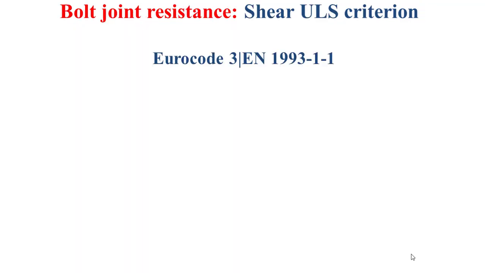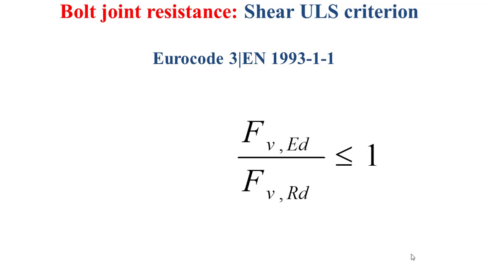Okay, based on the Eurocode 3 standards associated to the European Standard 1993-1-1, the ultimate limit state criterion associated to the shear force applied on a bolt joint is expressed as FvEd, which is the design shear force, divided by FvRd, which is the shear resistance, is lower than 1. This simply means that the applied shear force on the bolt joint should not exceed the shear resistance of the bolt joint.